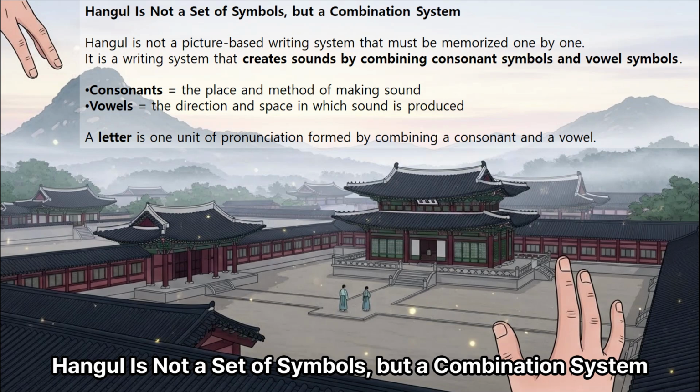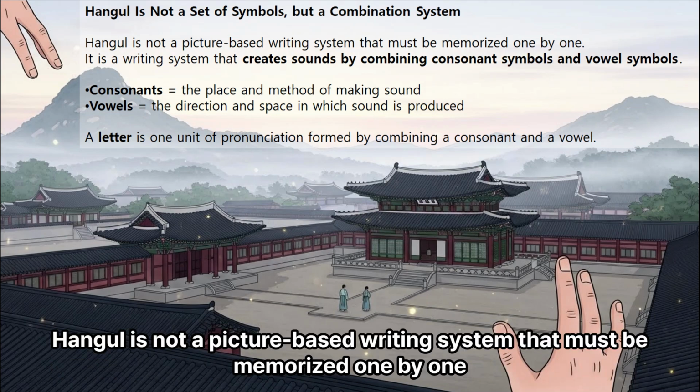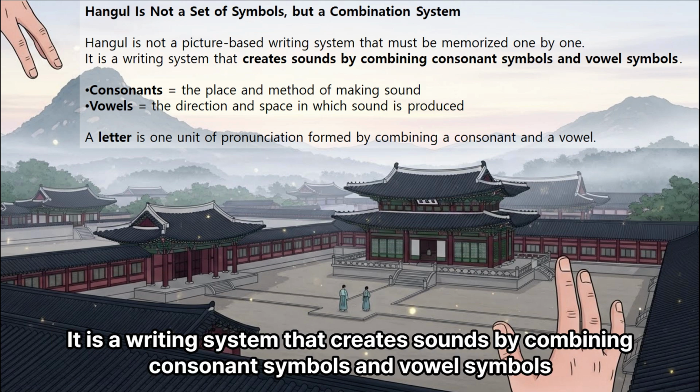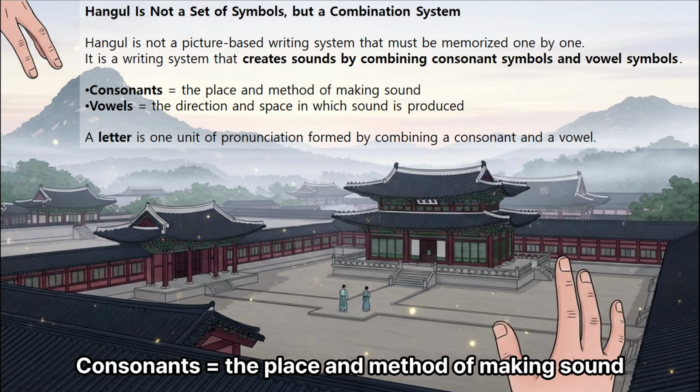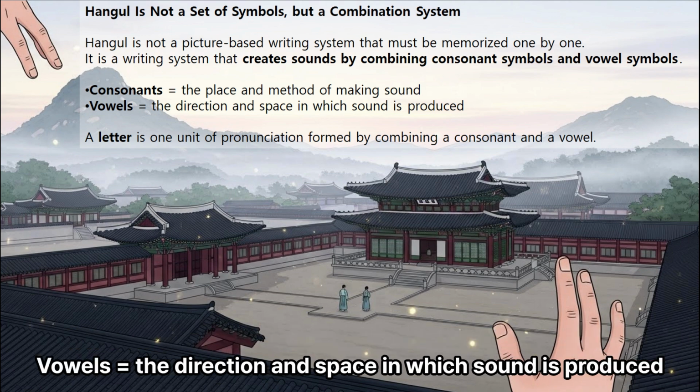Hangul is not a set of symbols, but a combination system. Hangul is not a picture-based writing system that must be memorized one by one. It is a writing system that creates sounds by combining consonant symbols and vowel symbols. Consonants: the place and method of making sound. Vowels: the direction and space in which sound is produced.